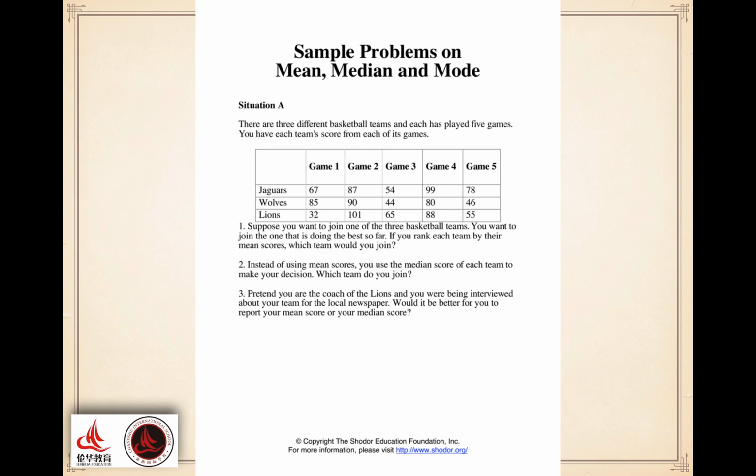Now, question 2, instead of using mean scores, you use the median score for each team to make your decision. So median is the number in the middle. Yeah, so if you use median, which one would you choose?